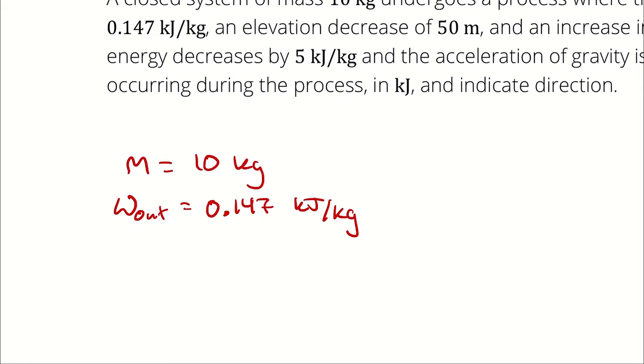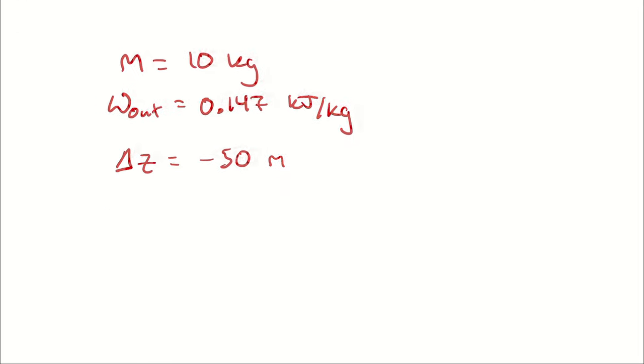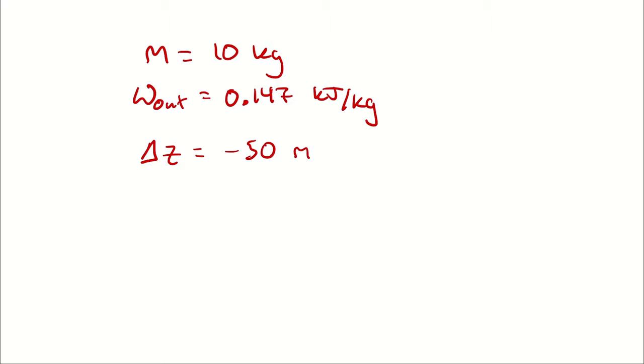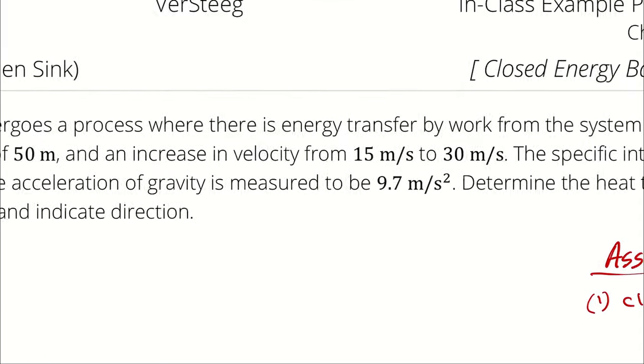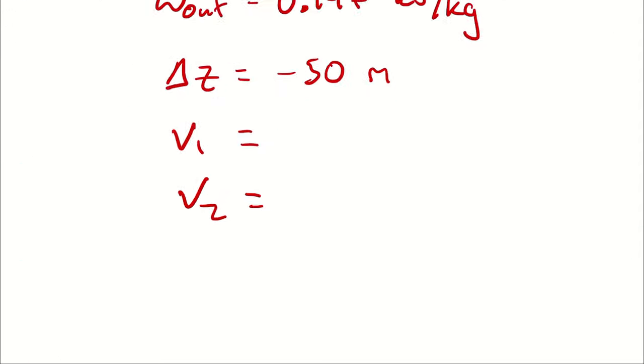Then there's an elevation decrease of 50 meters, so I'll write that as delta Z is equal to negative 50 meters, and an increase in velocity. Note that we can't just write that as delta V because the kinetic energy terms are squared, and A squared minus B squared is not the same as A minus B quantity squared. So V1 and V2 are 15 and 30 meters per second, respectively.